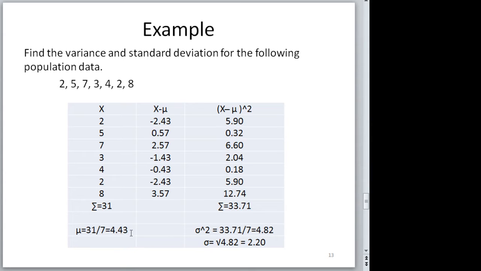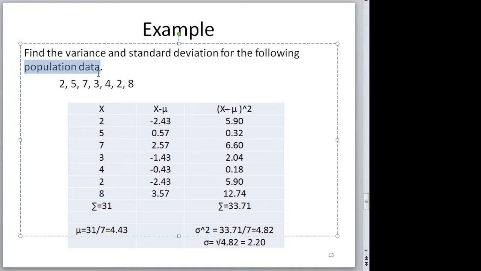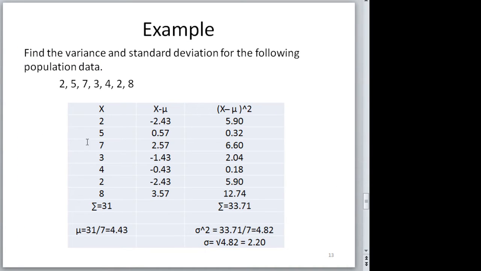So what is this? This is our mu, right? This is our average, the population mean. It says this is population data right there. Once we do that, we do x minus mu. So we subtract: 2 minus 4.43, that's what we have here. 5 minus 4.43, that's what we have here. 7 minus 4.43, that's what we have here. And basically that's this column right there.